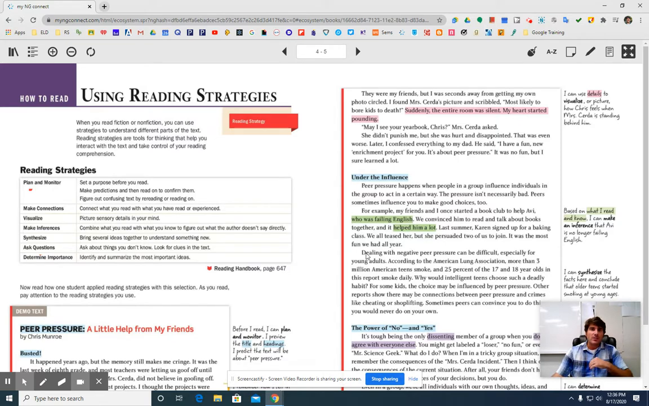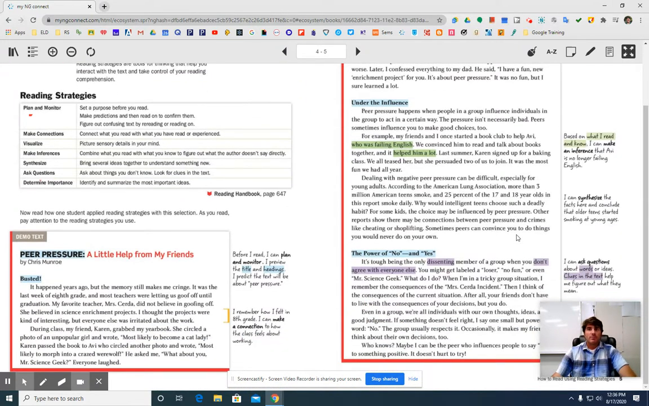For example, it gives us some statistics here, right? It's telling us some information. And the whole rest of the story so far was just a story about this kid at school. But now we're getting this information. So now we have to guess, why is this information here? Does it support the story? How did they go together? So we want to be thinking like that. All right. And that's the idea here of synthesize.